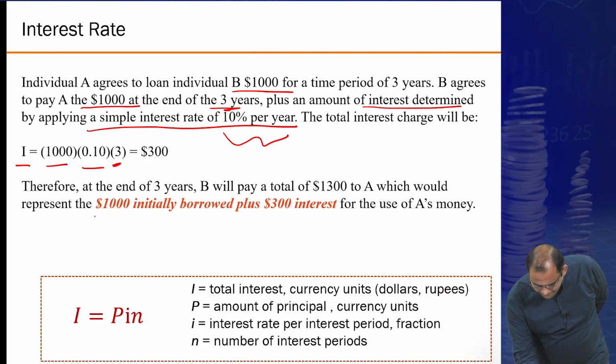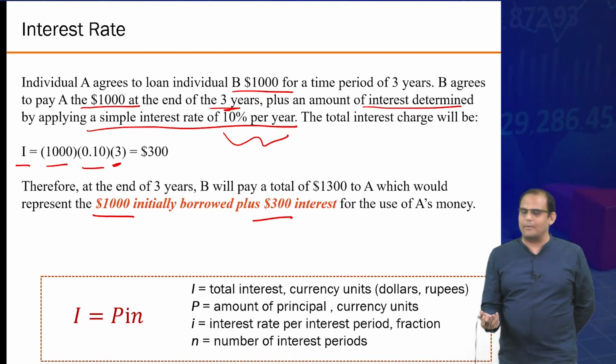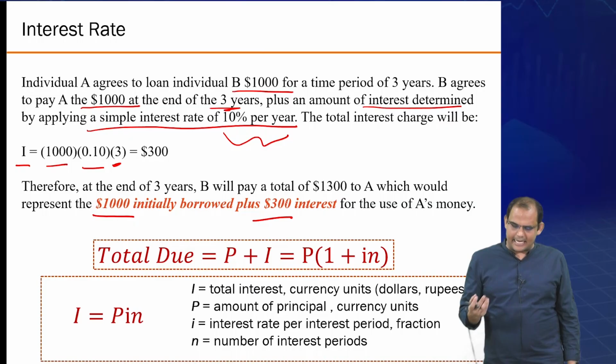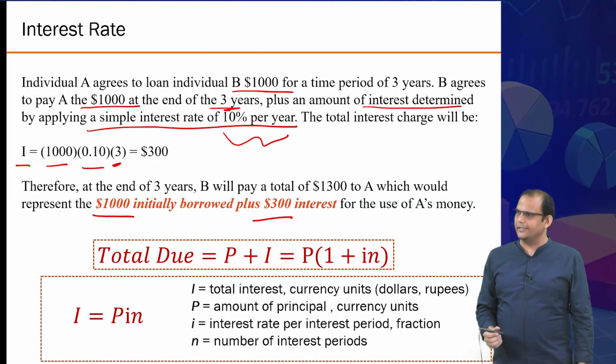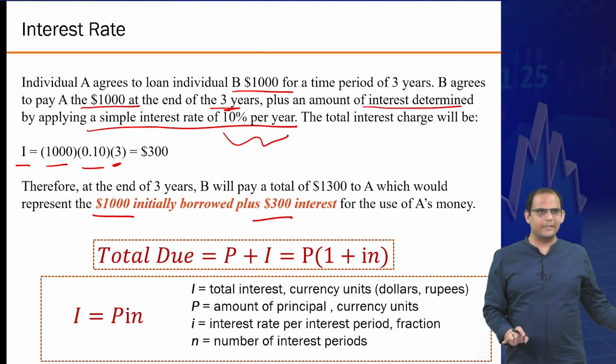So this is pretty simple. So $1000 becomes $300 interest. So the total amount which A will be getting back is P plus I, which is P into (1 plus IN). In this case, that will become $1300, right? Any confusion in this simple example?